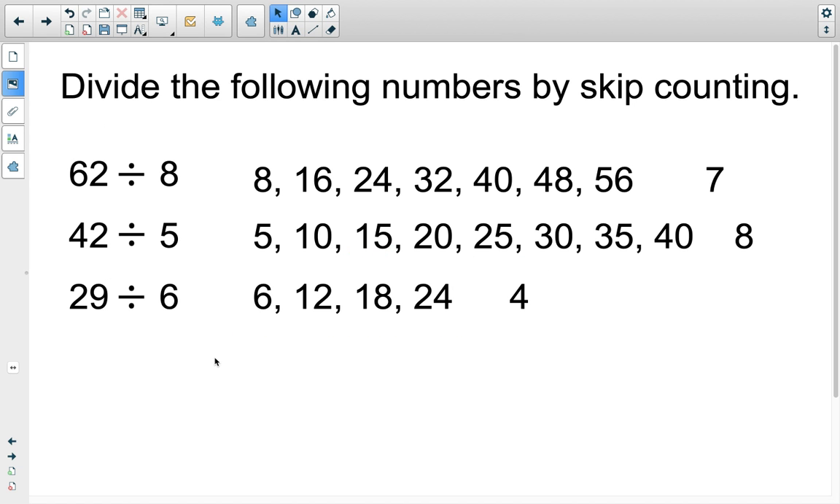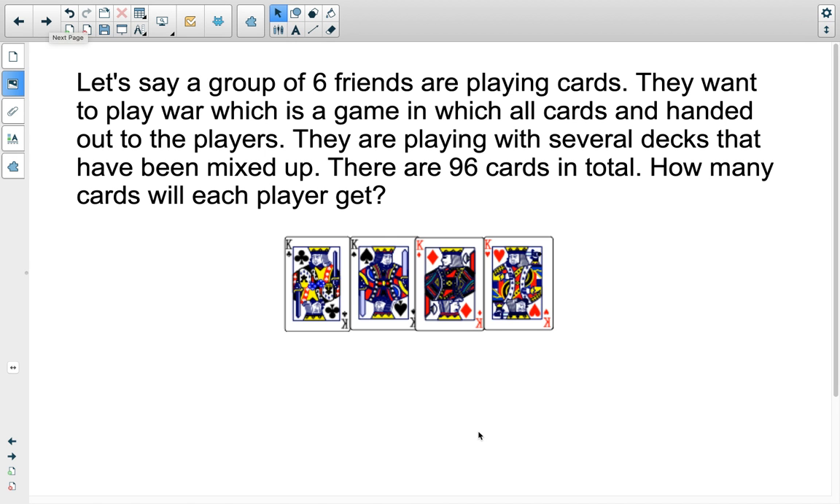So today we're going to take this idea of skip counting to find out division questions. We're going to take it a little further and do slightly more challenging numbers. So let me show you how that works. Let's say a group of 6 friends are playing cards and they want to play War, which is a game in which all cards are handed out to the players. So every single one of the cards is handed out.